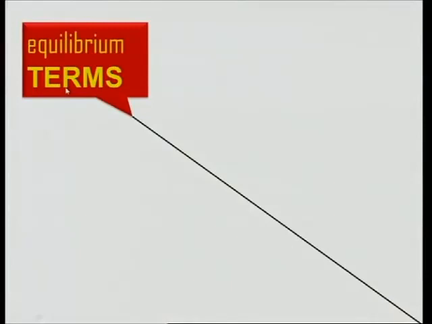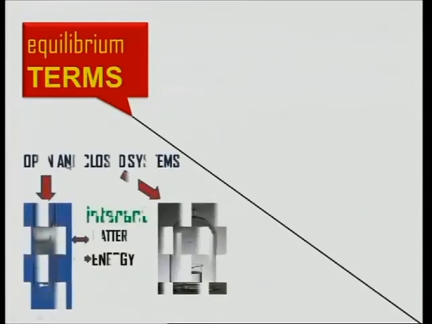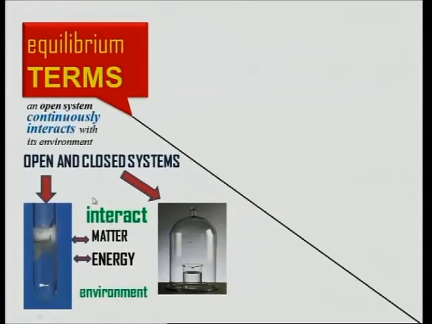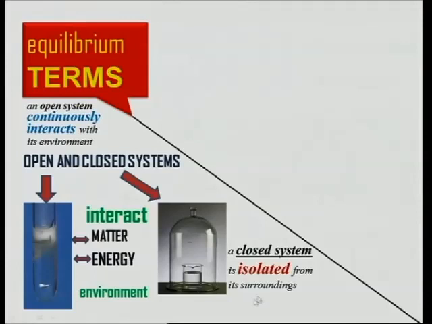Before we get there, let us first make sure you understand two of those terms that are very important conditions for equilibrium. First condition, you must have a closed system. What is a closed system? A closed system is simply one where the system is isolated from its surroundings.